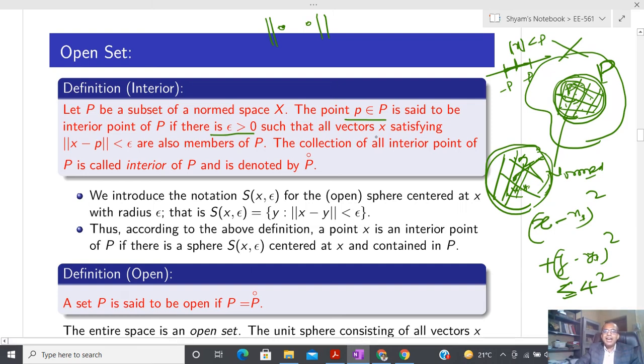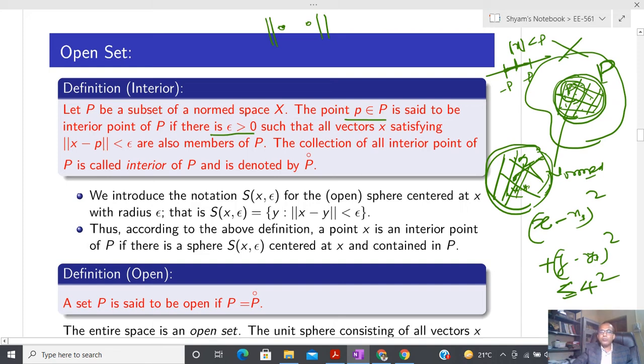So we are telling that if x satisfies this kind of condition for all members of P, then x is an interior point of the subset P. So in this way I have defined the interior. You can see what the main theme is: in order to define interior, I have to know this kind of notion, the notion of norm.